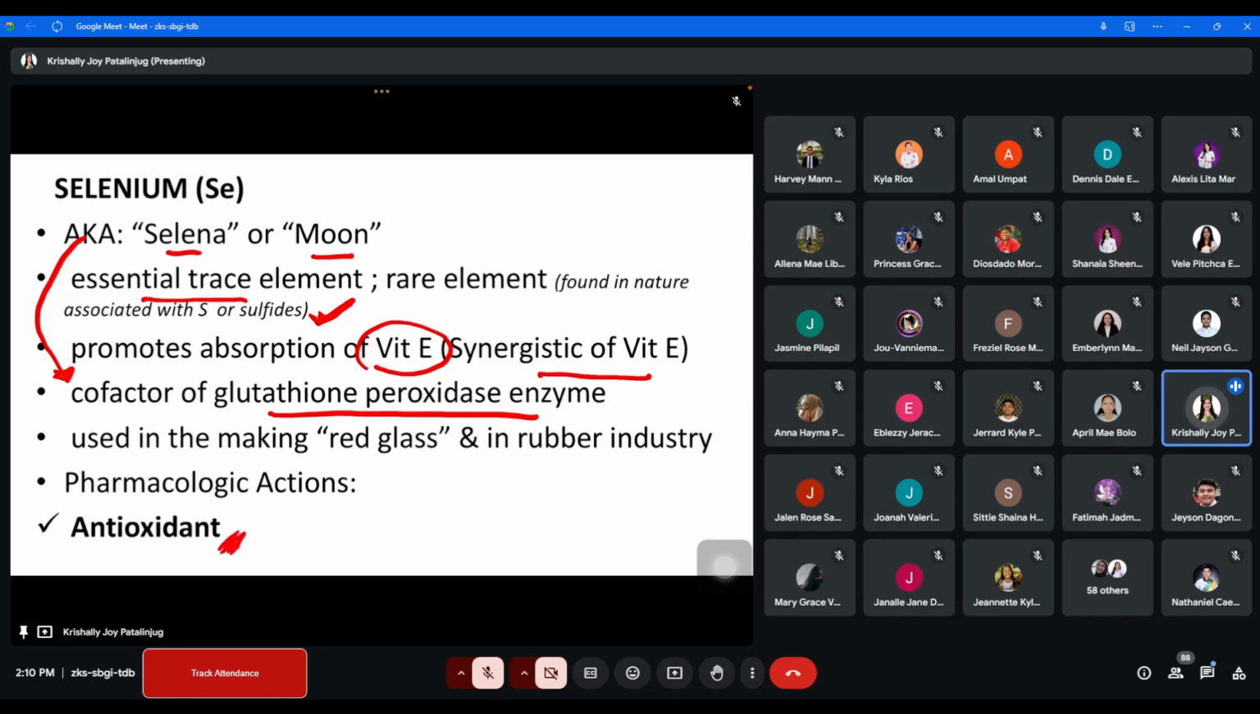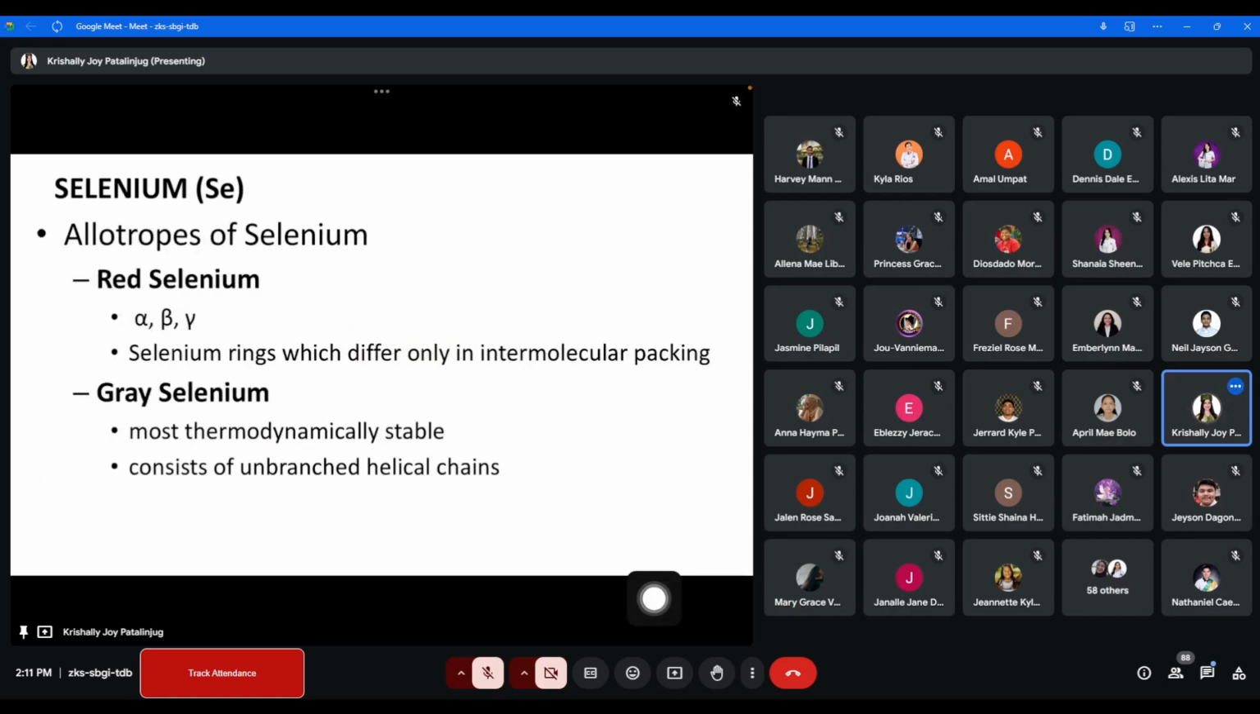For its allotrope forms of selenium, you have the red selenium and gray selenium. Between the two, the most thermodynamically stable is the gray selenium, consisting of unbranched helical chains.